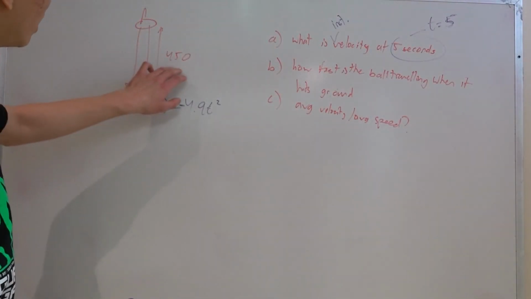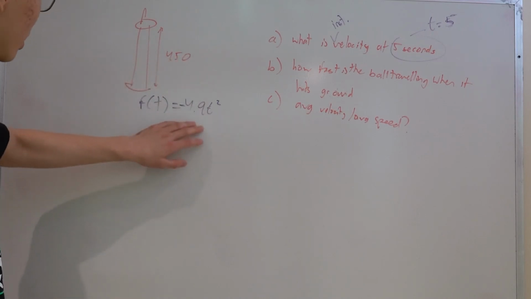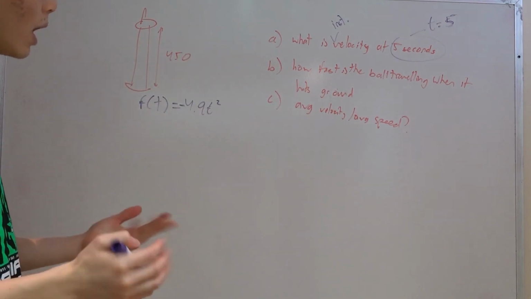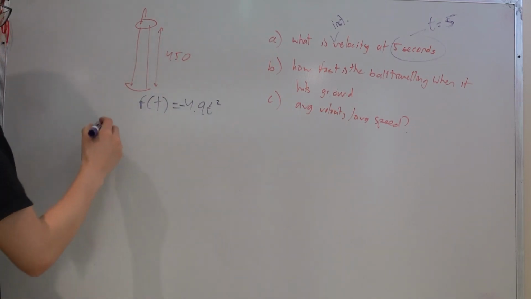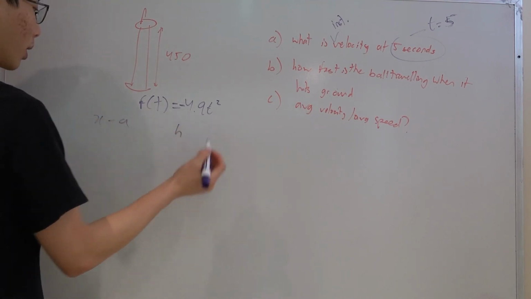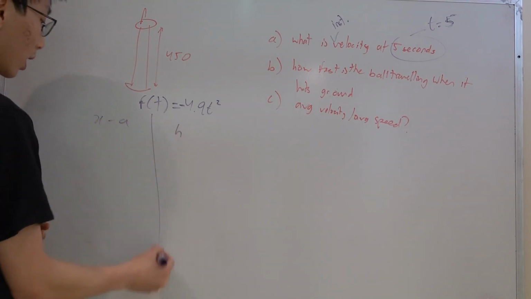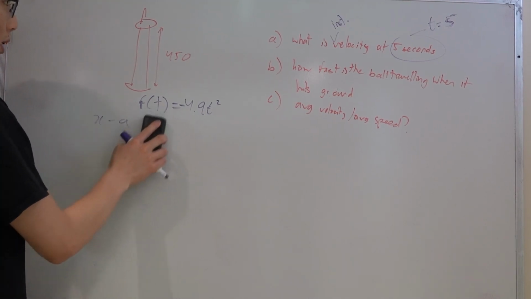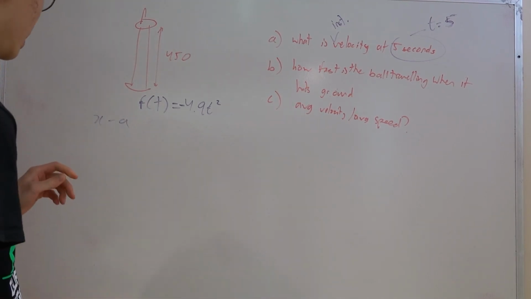In fact, we don't even need the 450 here. All we need to do is observe this graph. So now we have a choice of options. We could use our methods. We could use the x minus a method, or we could use the h method. I'll do the x minus a method this time. It just happens to be a bit easier today.